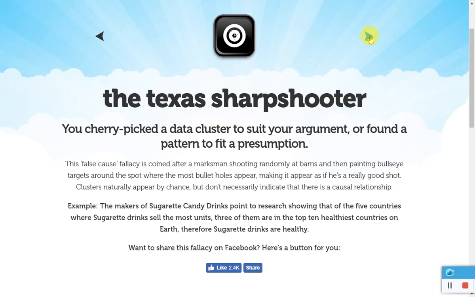This false cause fallacy is coined after a marksman shooting randomly at barns, and then painting bullseye targets around the spot where the most bullet holes appear, making it appear as if he's a really good shot. Clusters naturally appear by chance, but don't necessarily indicate that there is a causal relationship. Example: the makers of cigarette candy drinks point to research showing that of the 5 countries where cigarette drinks sell the most units, 3 of them are in the top 10 healthiest countries on earth. Therefore cigarette drinks are healthy.